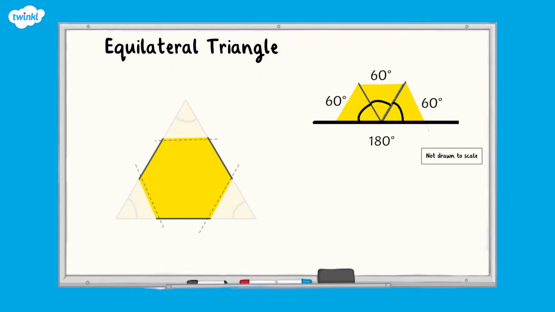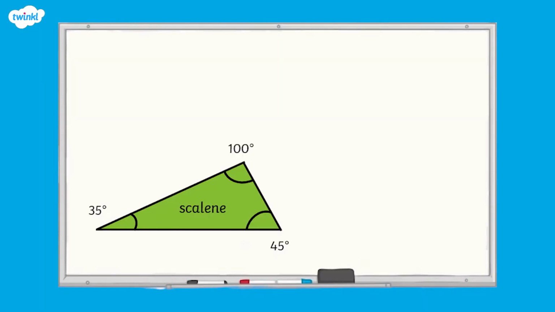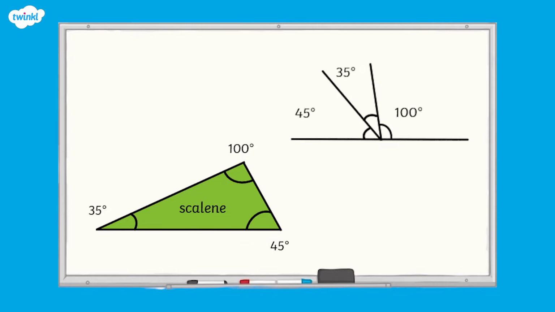So in an equilateral triangle, all the sides are the same length and all of the angles are equal and worth 60 degrees. Let's continue by looking at angles in other types of triangles. A scalene triangle has three angles which are all different sizes. In this example, they are 100 degrees, 45 degrees, and 35 degrees. When the internal angles are placed on a straight line, they still total 180 degrees.